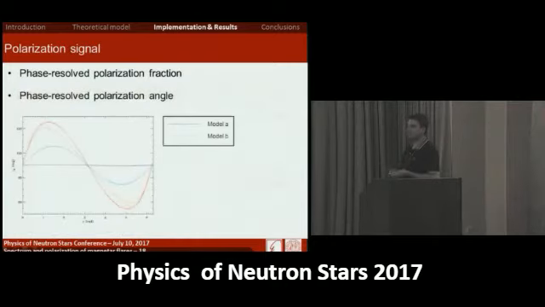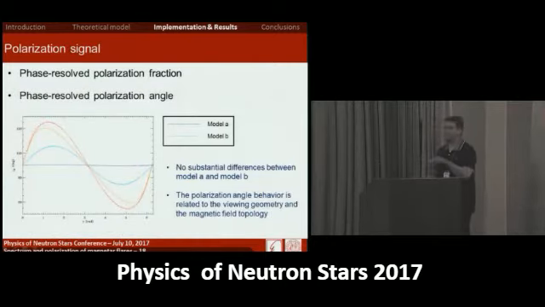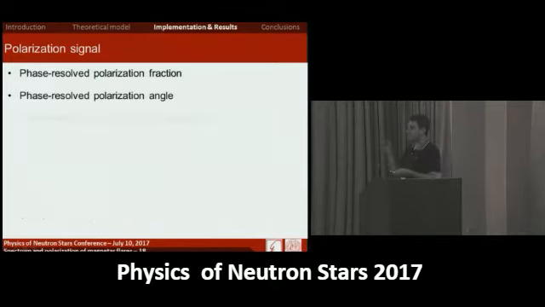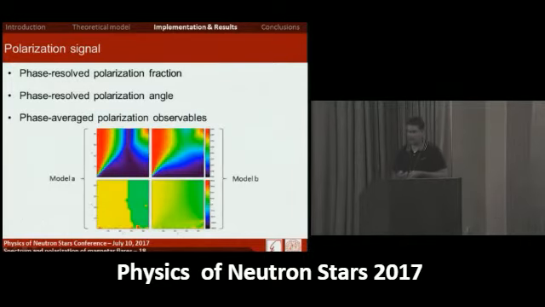From the polarization angle as a function of the rotational phase, here plotted for 4 different viewing geometries, one can see that the dominating polarization mode is the extraordinary one, since the polarization angle oscillates around 90 degrees. And this is finally confirmed also in the phase average polarization observables plot for model A and B, plotted as functions of the viewing angles, in which you can see the polarization degree phase average for model B is higher.